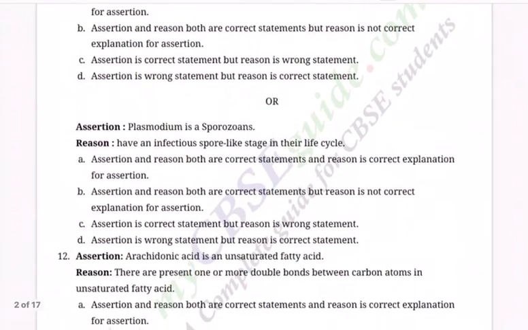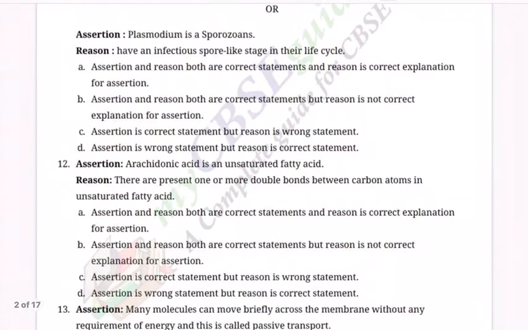In case you find it difficult, you have a choice for question number 11. Assertion: Plasmodium is a sporozoan. Reason: They have an infectious spore-like stage in their life cycle. A. Assertion and reason both are correct statements and reason is the correct explanation for assertion. B. Assertion and reason both are correct statements, but reason is not the correct explanation for assertion. C. Assertion is correct, but reason is wrong. D. Assertion is wrong, but reason is correct.